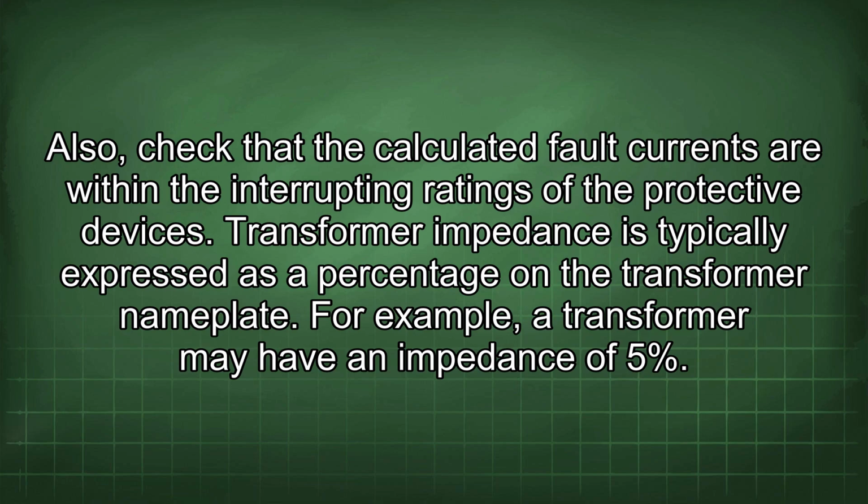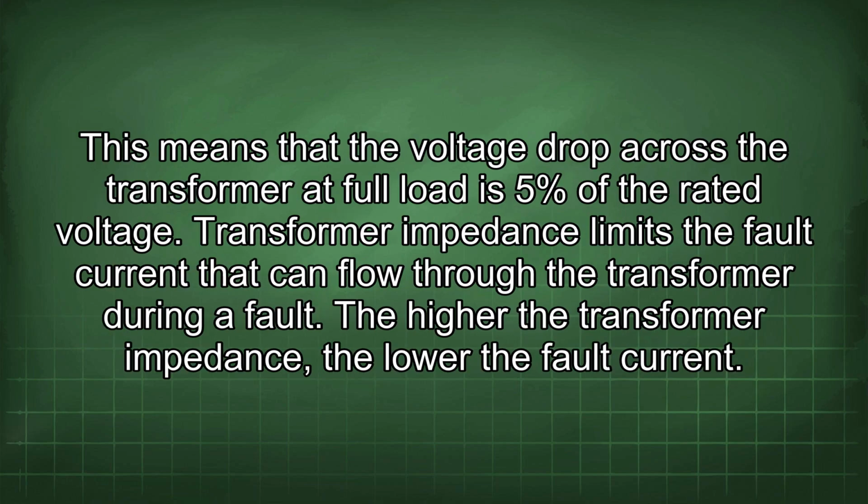Transformer impedance is typically expressed as a percentage on the transformer nameplate. For example, a transformer may have an impedance of 5%. This means that the voltage drop across the transformer at full load is 5% of the rated voltage.